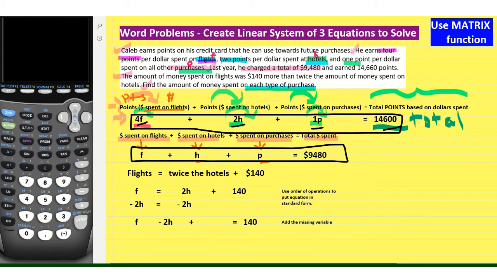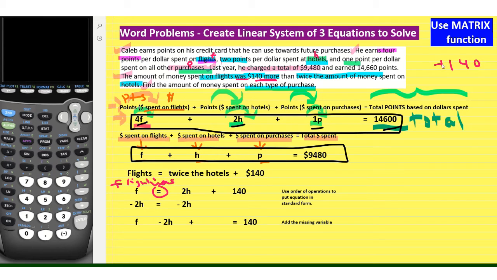Okay, so the last sentence here states that the amount of money spent on flights was $140 more than twice the money spent on hotels. So again, we need to always understand that the word is, in this particular sentence, the word was. The word was means equals. So there's my was, there's my equals. And it says the money spent on flights, so the money spent on flights was, or equals, 140 more. Anytime you have 140 more, that is going to mean plus 140.